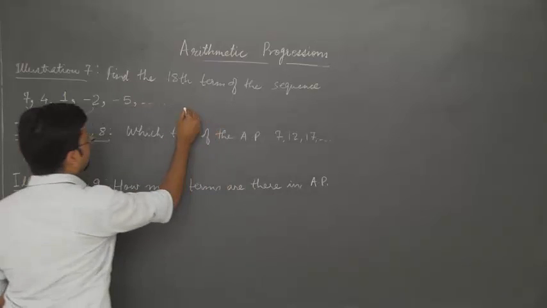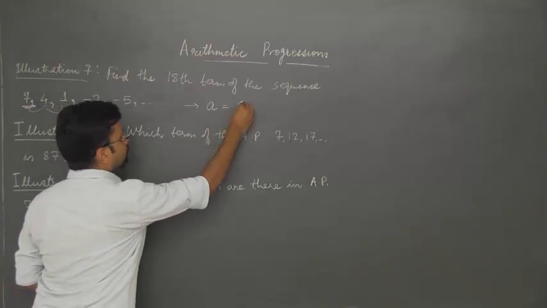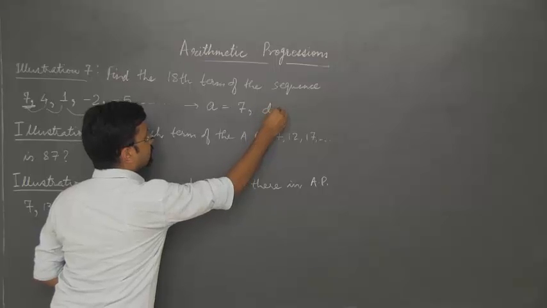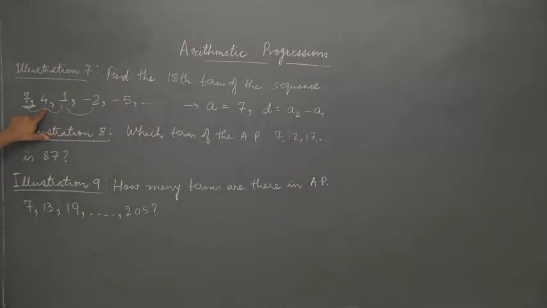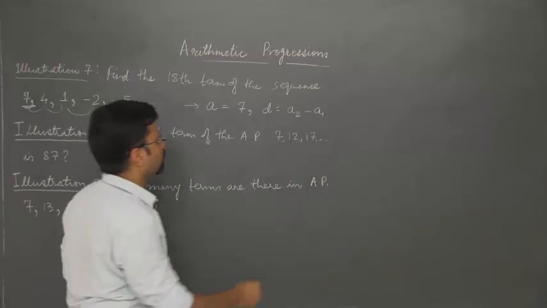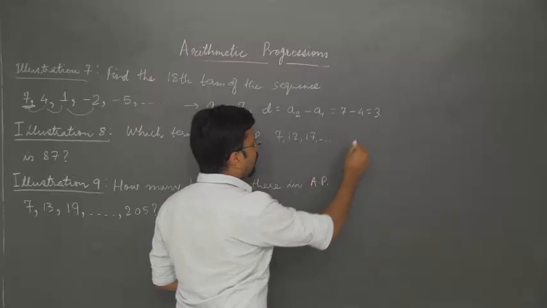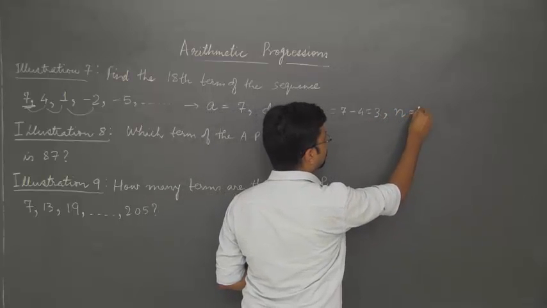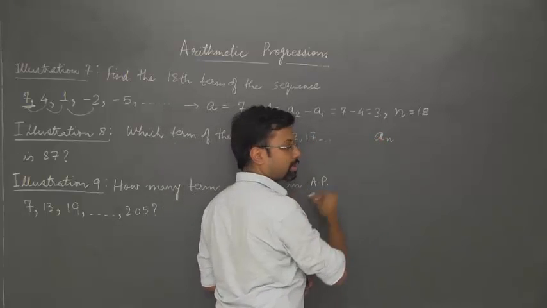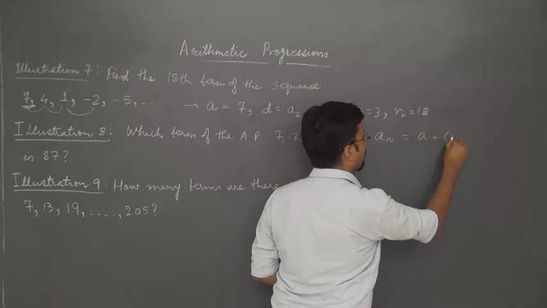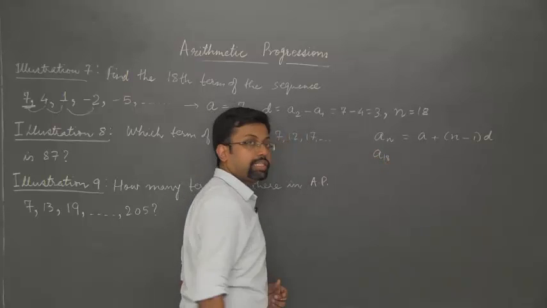Now, for the given AP, the first term, that is a, is equal to 7. The common difference is found by taking the difference of any two consecutive numbers. So a2 is 4 and a1 is 7. So we get 7 minus 4, that is equal to 3. And since we have to find the 18th term, therefore n is 18. If you recall, what was the value of an? An was written as a plus n minus 1 into d. Now we have to find a18, that is the 18th term.